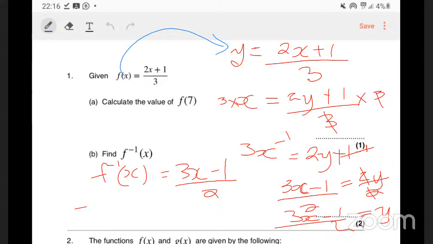Now that we have found what y is, the inverse of that function, when we're writing it, we write the inverse of the function f. So f inverse x equals 3x minus 1 over 2. That's pretty much it, right? And we can move on to the next question.